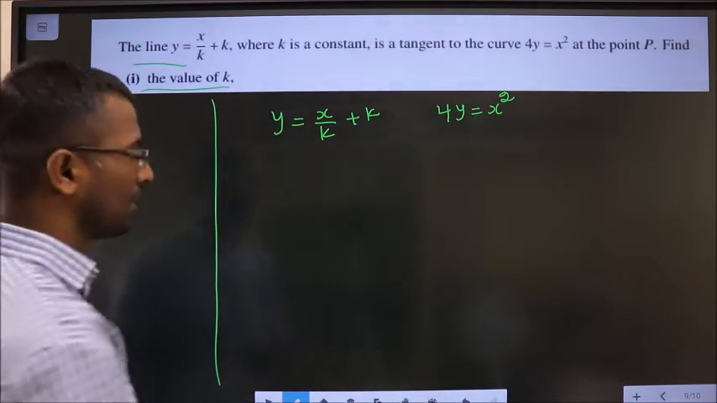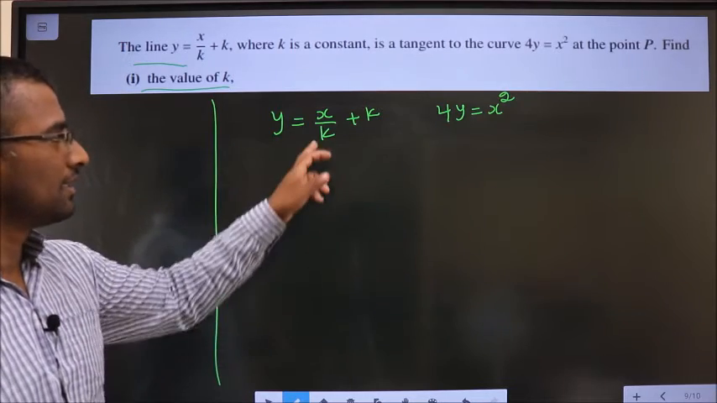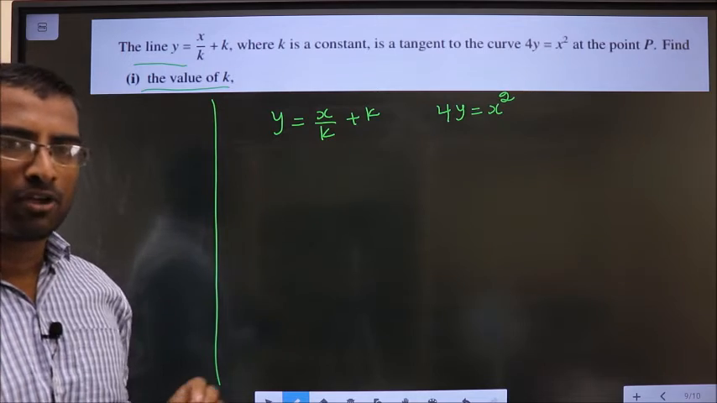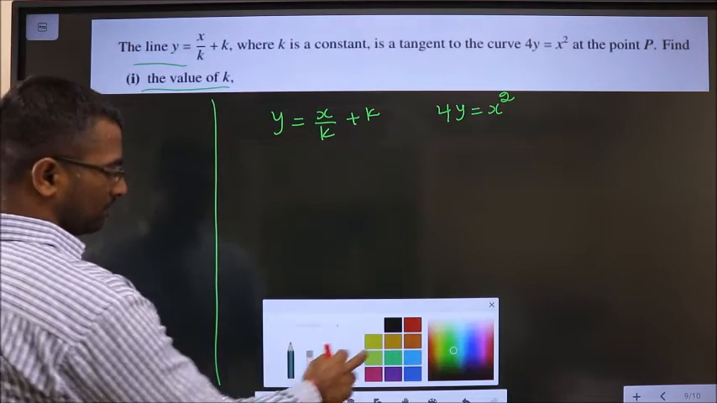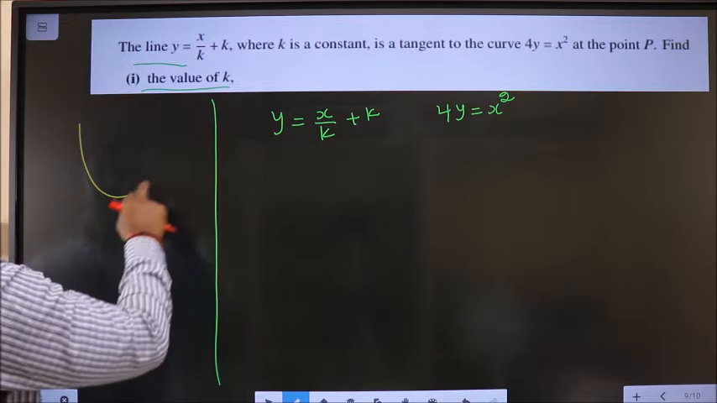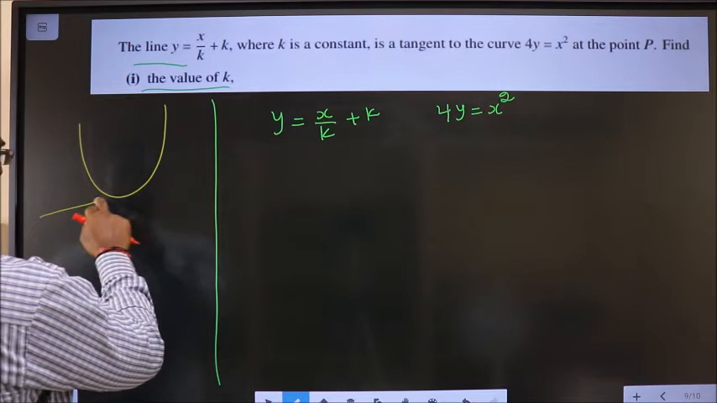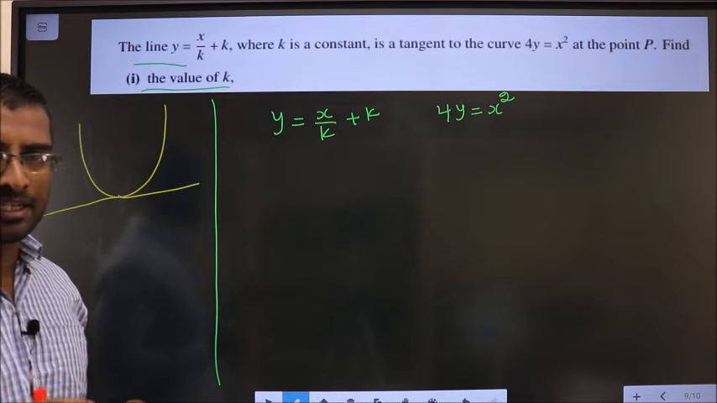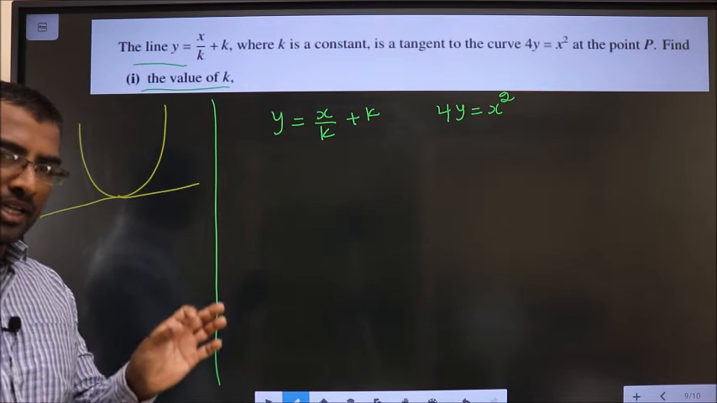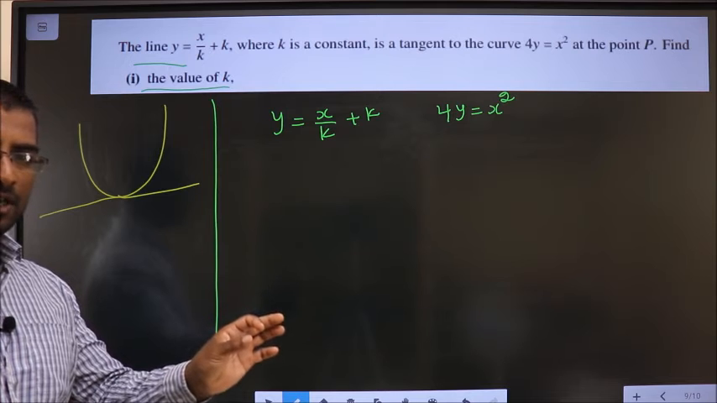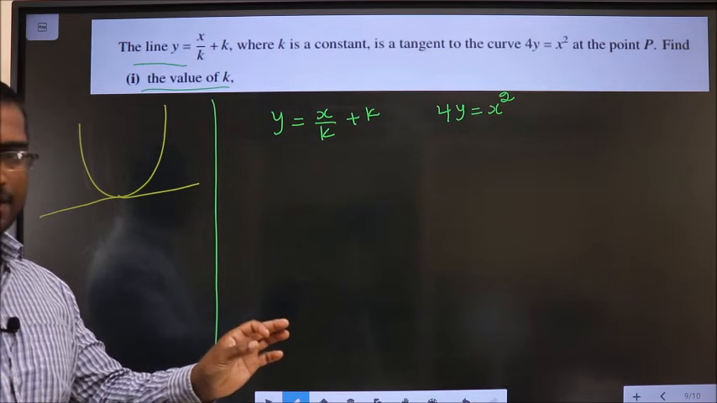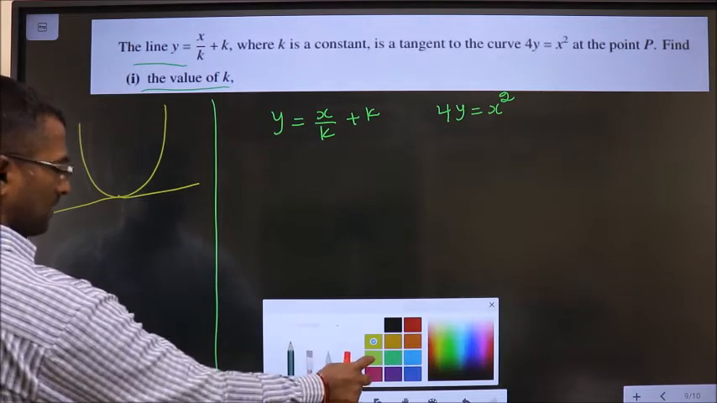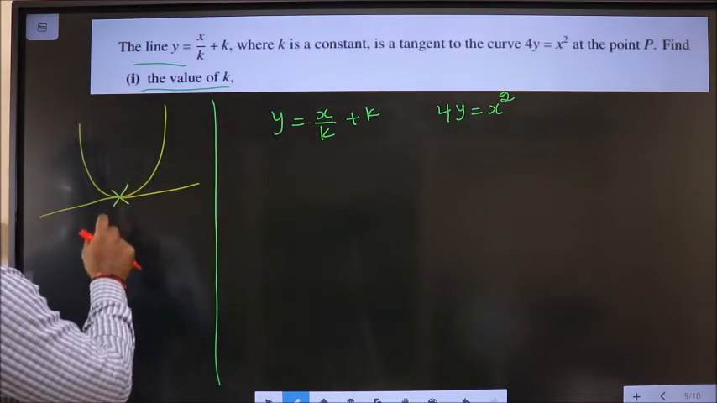Now, he said this line is a tangent to the curve. What do we mean by that? Let us say this is the curve equation. A line is a tangent to the curve only if the line is meeting the curve at only one point. Clear? So tangent means the line is intersecting the curve at only one point.